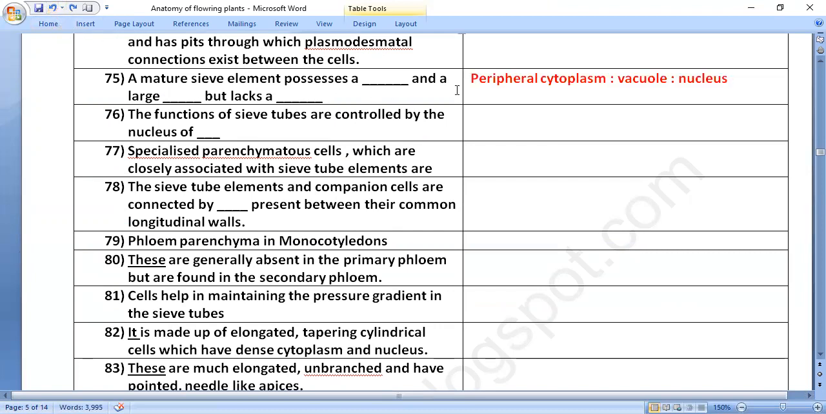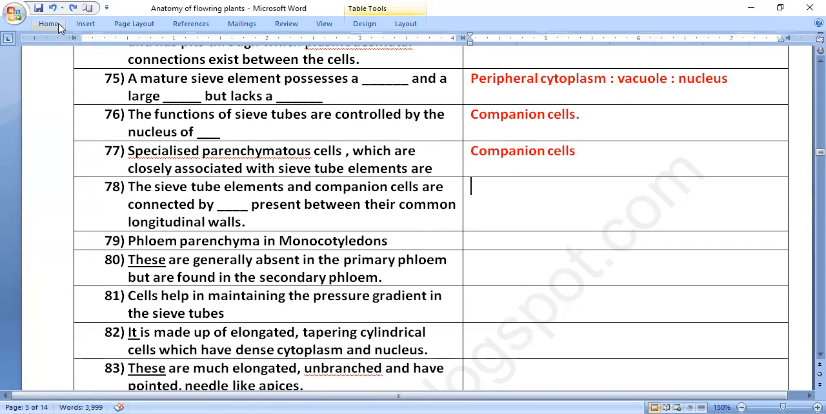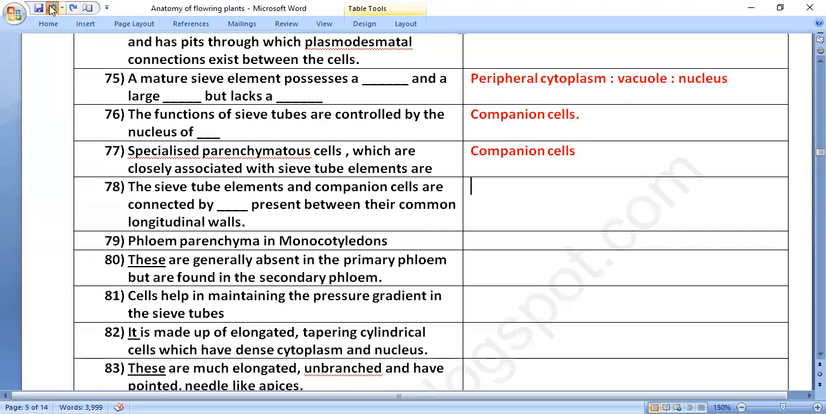A mature sieve element possesses a peripheral cytoplasm and a large vacuole but lacks a nucleus. The functions of sieve tubes are controlled by the nucleus of companion cells. Specialized parenchymatous cells which are closely associated with sieve tube elements are companion cells. The sieve tube elements and companion cells are connected by pit fields present between their common longitudinal walls.